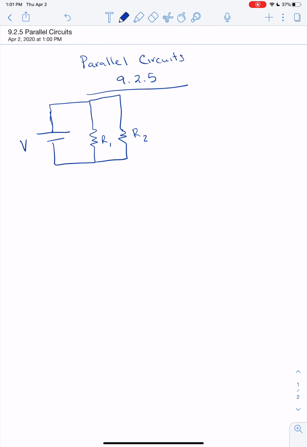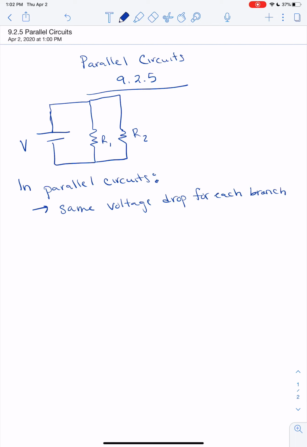So the first thing that we really need to know about parallel circuits is that they have the same voltage drop for each branch. So what do I mean by each branch? This would be a branch and this would be a branch, okay? So they have the same voltage drop for each branch. And they have a different current for each branch.